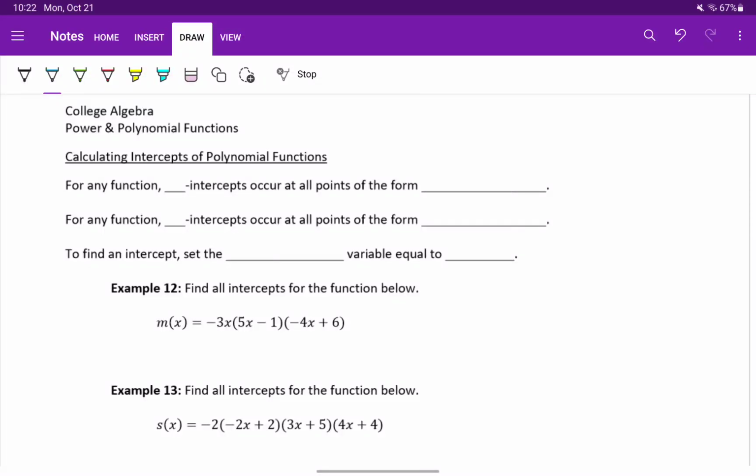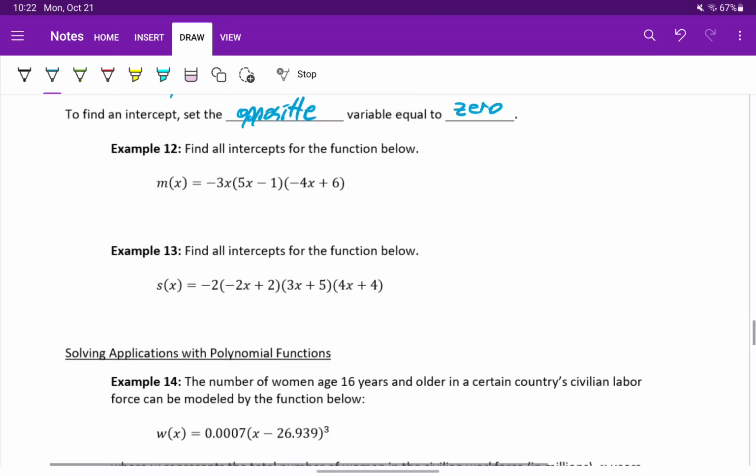We can calculate the intercepts of polynomial functions by looking for x-intercepts, which are points of the form (x, 0), meaning our y variable is equal to 0, and y-intercepts, which occur at points of the form (0, y), where our x variable is equal to 0. To find an intercept then, we want to set the opposite variable equal to 0 and solve for the remaining unknown.